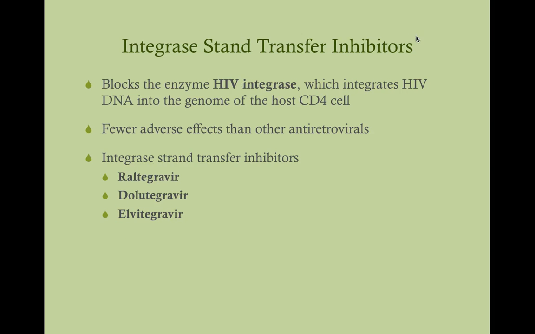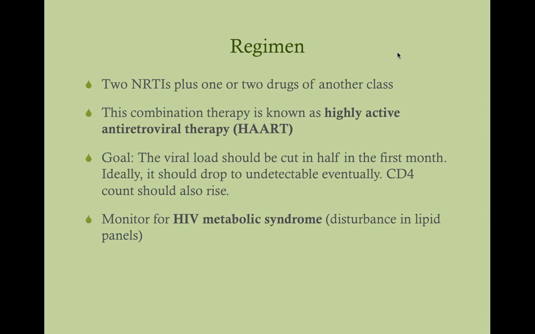These are the INSTIs. So the regimen, as I mentioned, it's 2 NRTIs plus 1 or 2 drugs of another class. But you always have to have 2 NRTIs and then something else. This combination of therapy is known as highly active antiretroviral therapy, or HAART, but you may see it just written as ART, antiretroviral therapy. You always have to have this kind of regimen. Okay? You never will choose a regimen that has 1 NRTI and 2 other drugs. It always has to have at least 2 NRTIs and at least 1 drug of another class.